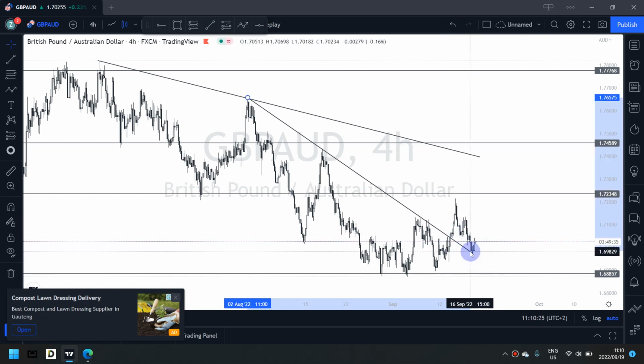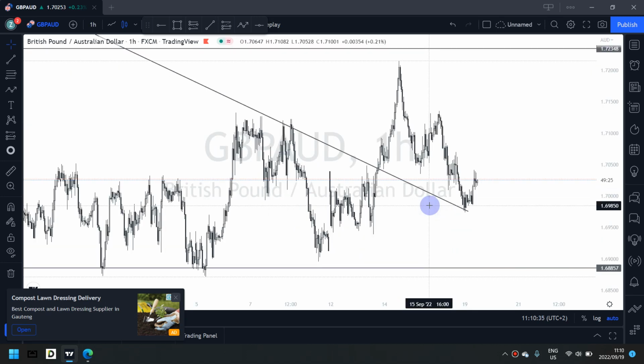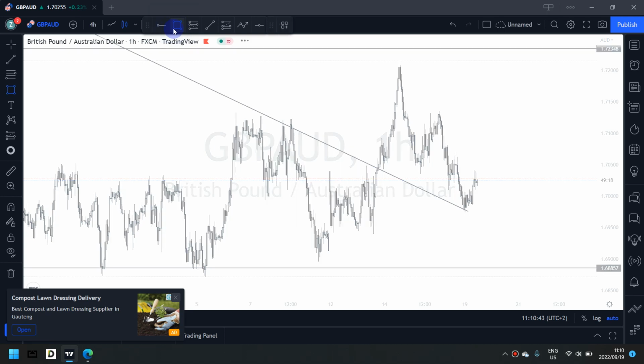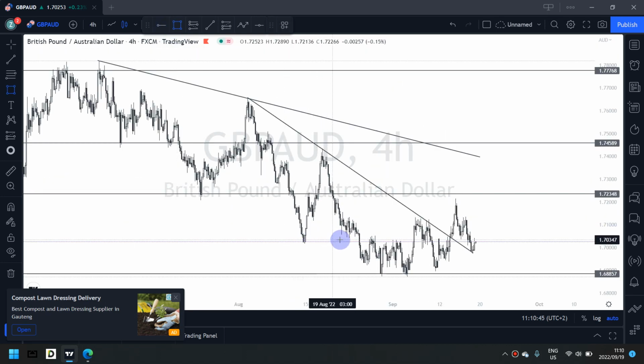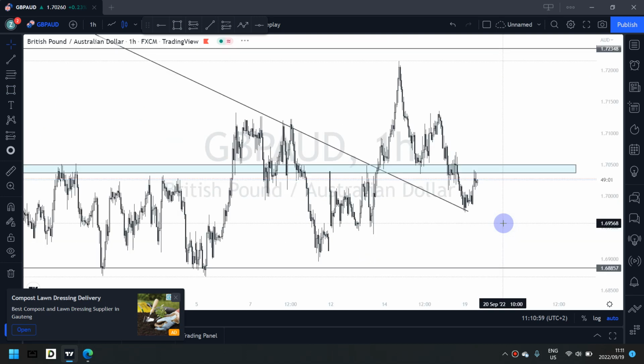Okay, let me see. Okay, yes. So now moving on to the hourly time frame, now that I have whatever I need on the 4-hour time frame. On the hourly time frame, I do want to cater for a zone that I am seeing. So this is the zone that I am seeing, the hourly time frame zone.